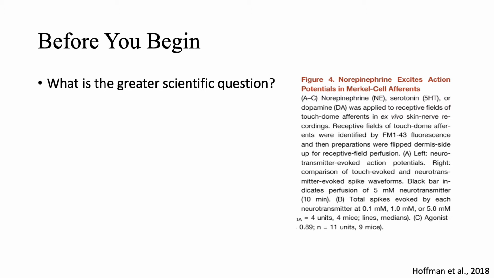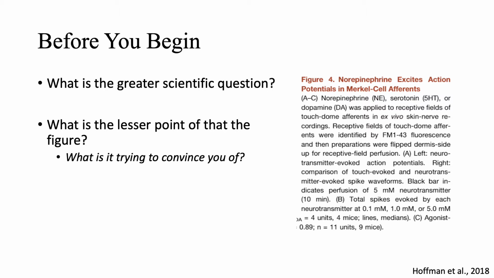Before you begin to evaluate a specific figure, there are two things that you need to keep in mind, and these will help you critically approach the task. First, it is important to keep in mind the greater scientific question of the specific research paper that you are reading. This will help you put all the findings into context with each other and give you insight into the steps the authors took experimentally to test their hypotheses. The second thing to keep in mind is what is the lesser point of the specific figure that you are about to dig through. In other words, what is it trying to convince you of? And as a hint, it is often the figure heading itself.